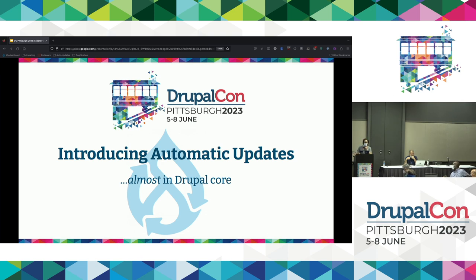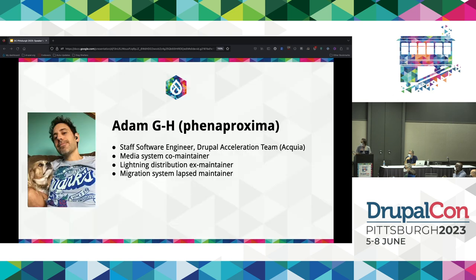I was talking to my friend Paige the other night. She asked me if I knew the game Two Truths and a Lie. And I have two truths and a lie. Here are the truths. There is a module called Automatic Updates, which we wrote. It does automatically update Drupal core. The lie is that it's in core. We thought it might be in core when we submitted this session, but that hasn't happened yet for reasons I will explain. So let's get into it.